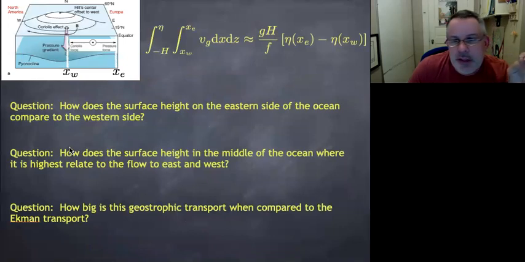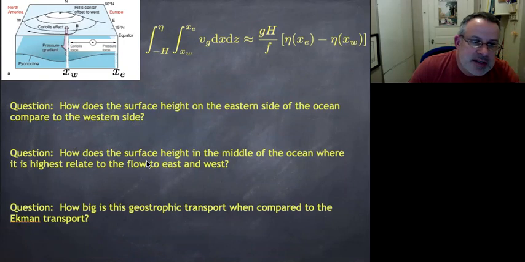So you can start thinking about questions for yourself about this. How does the sea surface height on the eastern side of the ocean compare to the western side? That's a key question. How does the surface height in the middle of the ocean, where it is highest, relate to the flow to the east and west? How big is the geostrophic transport when compared to the Ekman transport? How does that work out?